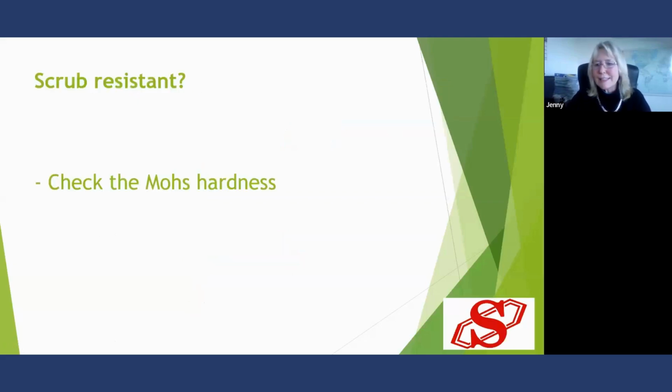Okay, final secret: how scrub resistant will this filler be in the paint formulation? It makes sense if you think about scrubbing something with a scrubbing brush. The harder it is, the less it will wear away when you scrub it. So hardness, obviously, is the parameter you want to look for scrub resistance, and most data sheets will report the Mohs hardness value.